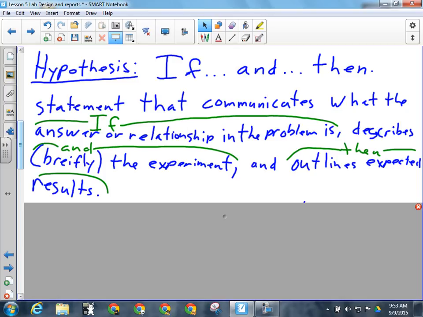So for our plant lab, the if part's going to say what we think the effect of light is. That way we can be right or wrong. The and part is going to talk about what we're going to do, and the then part will tell us the expected findings. So it'll sound something like this.